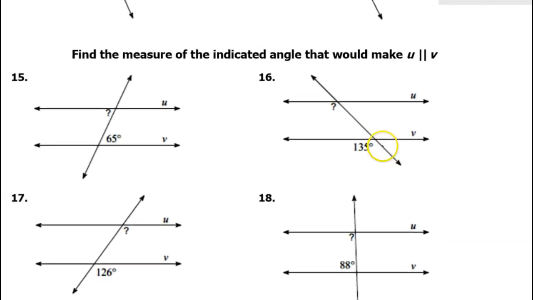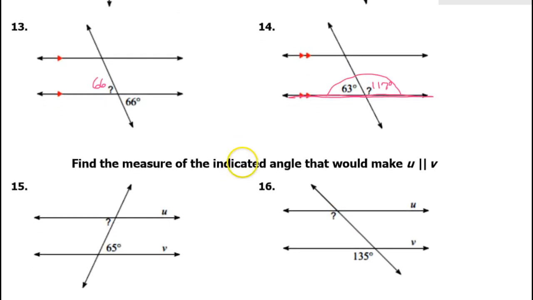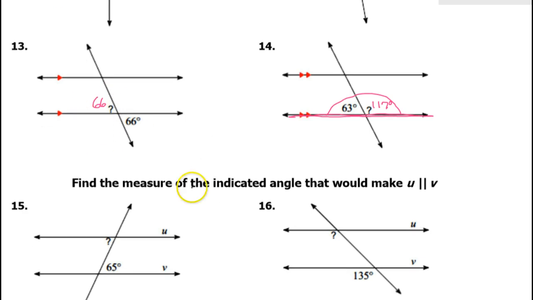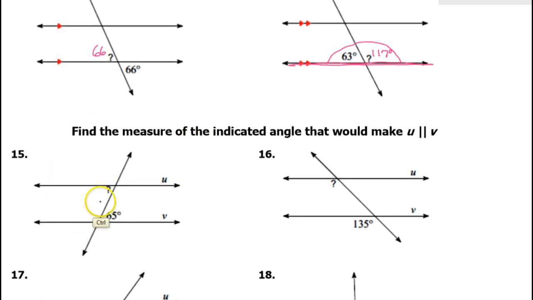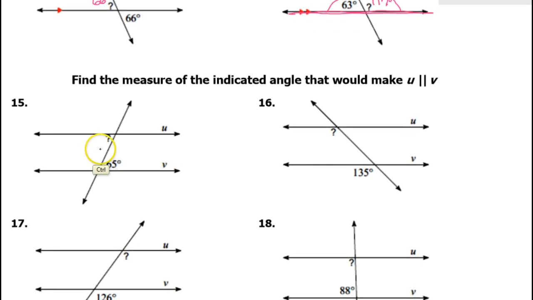Okay, find the measure of the indicated angle that would make U parallel to V. So that's really no different. They're just wording it differently. So in the previous problems, they told us the lines were parallel, and they said, what's the angle? Now they're saying what angle would make the lines parallel. Either way, the only way the lines are going to be parallel is if the same rules apply that we've been doing this whole time.